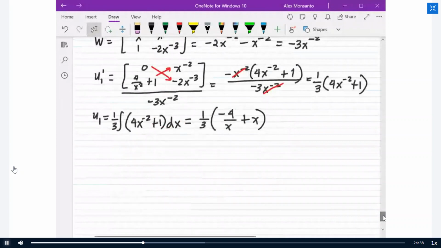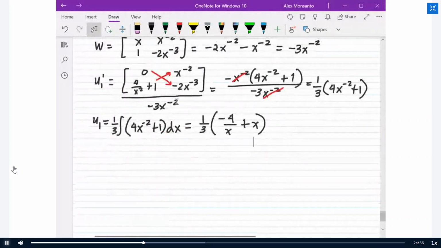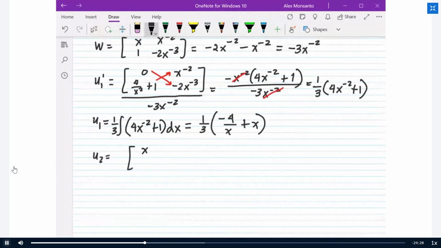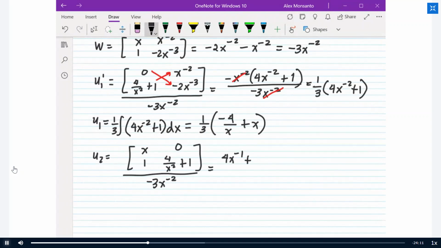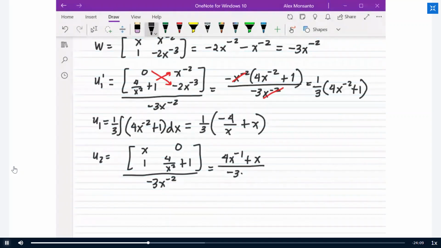Okay. So, yan. So, ganun pa rin naman ang mangyayari, no? Okay. This time naman, nasa second column naman yung 0 at saka yung 4 over x squared plus 1, no? Yan, tapos i-divide natin yan sa negative 3x raised to negative 2. So, bali ito lang, x times 4 over x squared plus 1. So, magiging 4x raised to negative 1 plus x all over negative 3x raised to negative 2. Okay, or magiging ano lang yan.